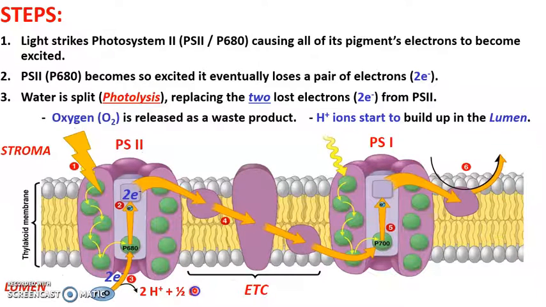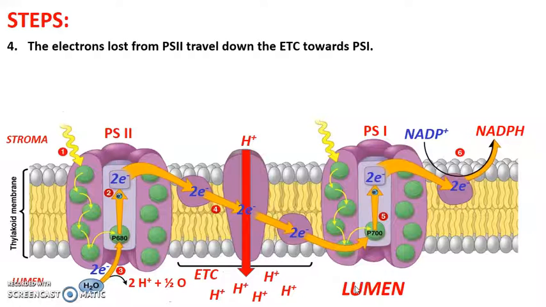But it's still oxygen. So when we split water from photolysis, 2 electrons are fed back into PS2. And in the lumen, we start to get hydrogen ions as well as oxygen being produced. Our next step is now to follow these 2 electrons that PS2 loses down the electron transport chain. So for step 4, the electrons lost from PS2 here are going to move down this electron transport chain towards PS1.